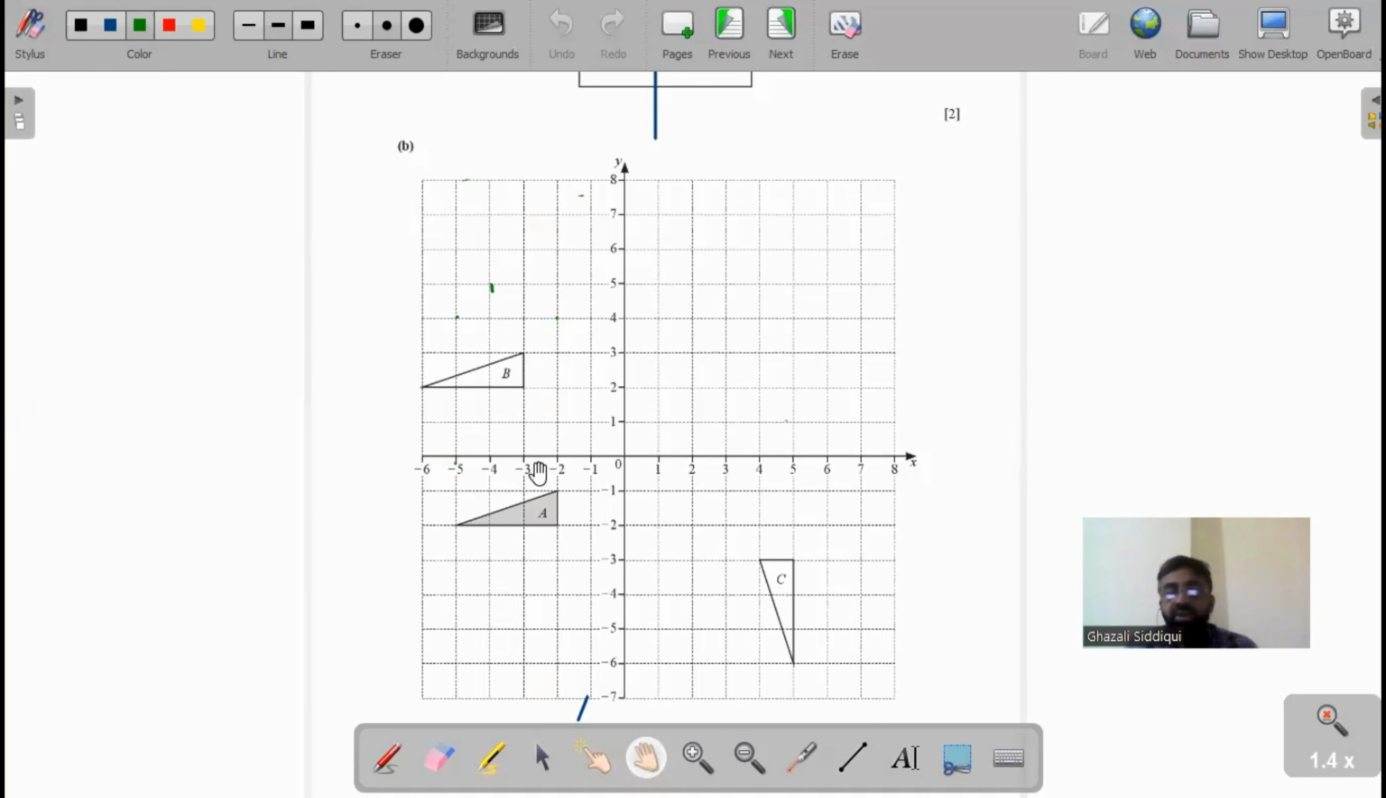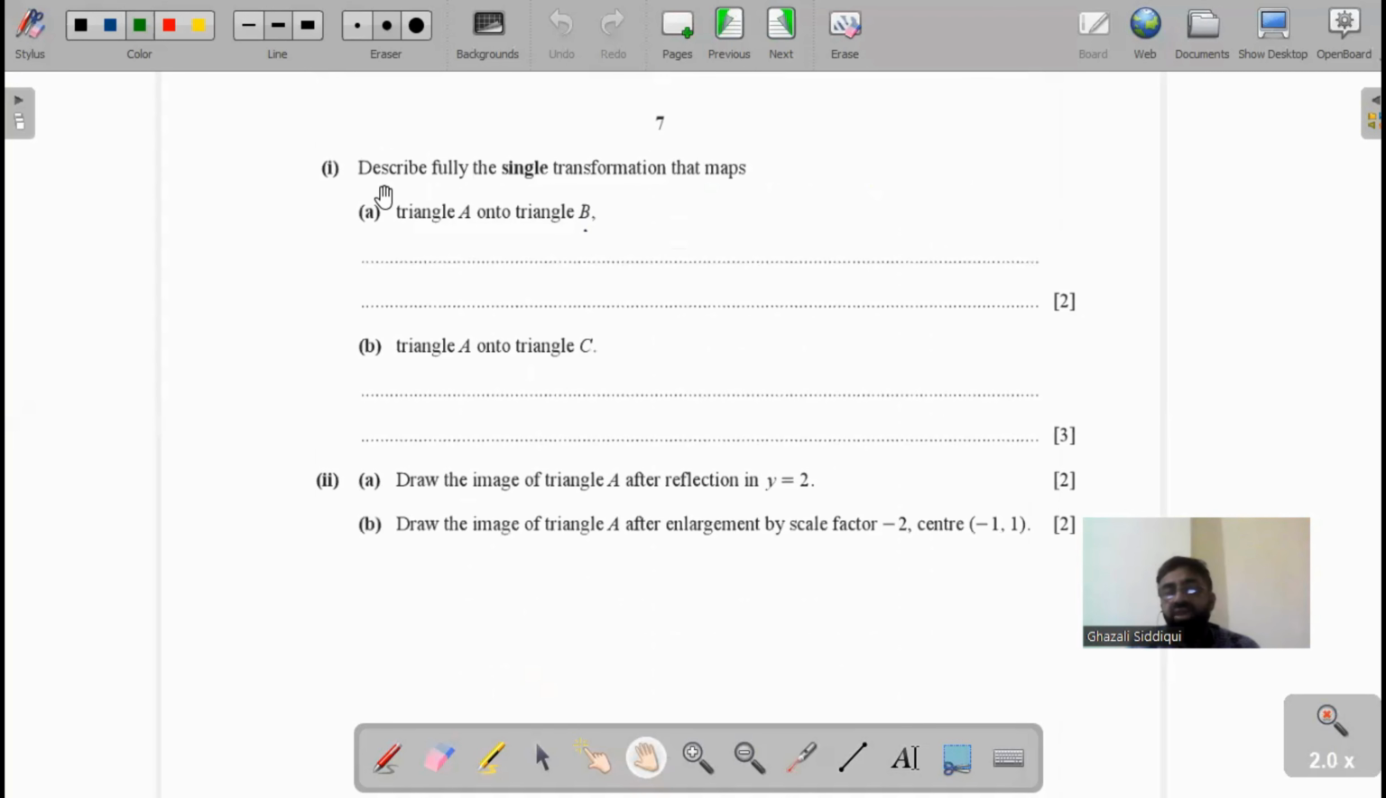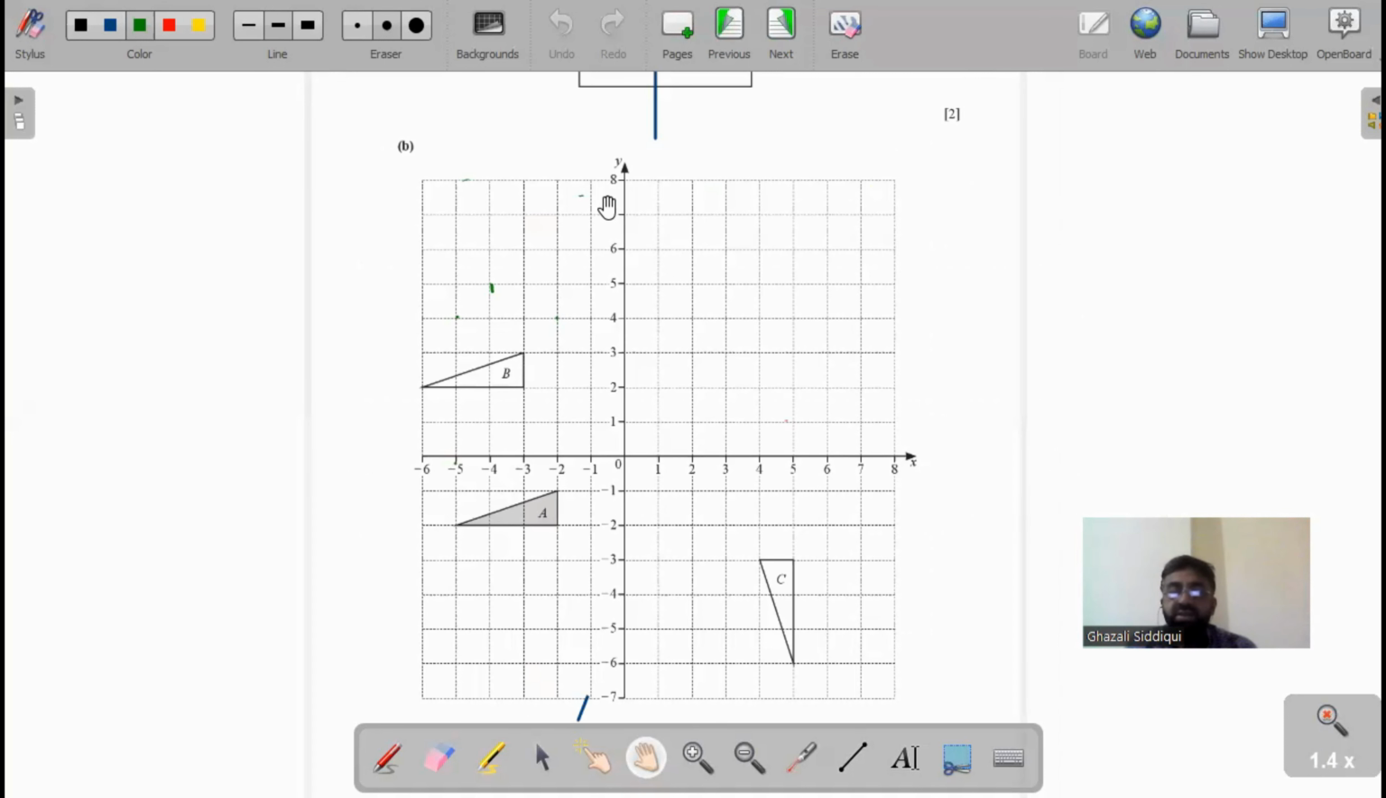The part B, we see that here three triangles are given, A, B, C, and describe fully the single transformation that maps triangle A onto triangle B. Now the shape and size of triangle B is the same as A, and the orientation of this triangle B is also the same. Therefore, this is a translation.